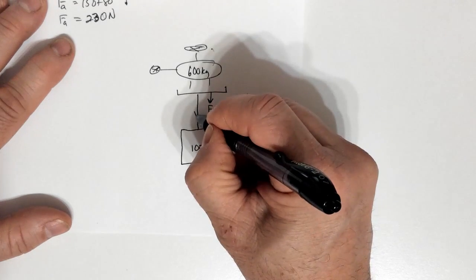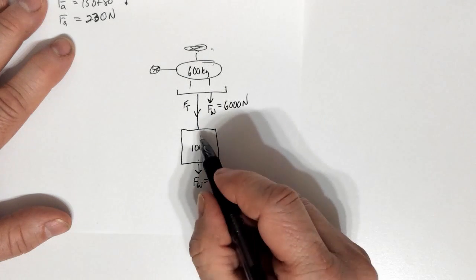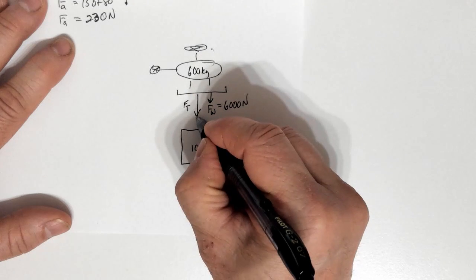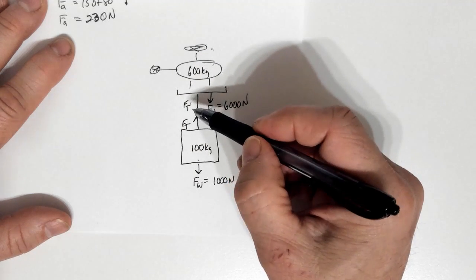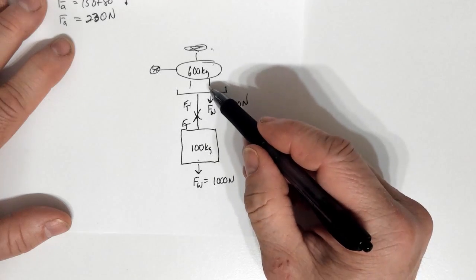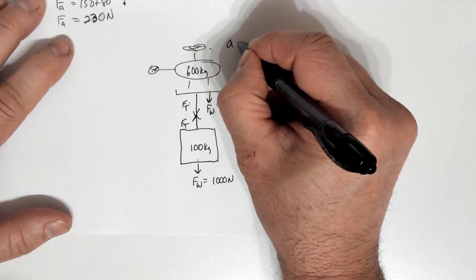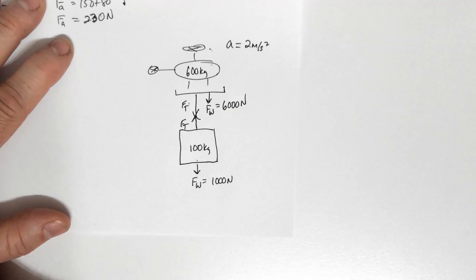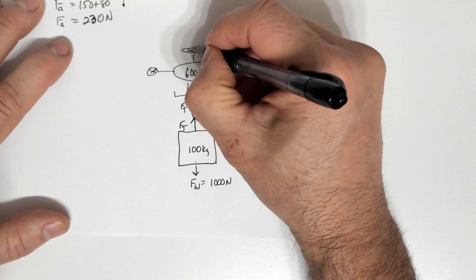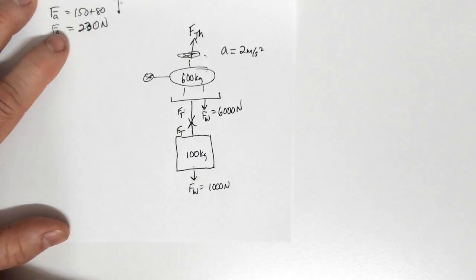There's a tension from the box pulling on the helicopter, but then the helicopter's pulling up, force of tension upward, but they're the same value. Okay, and then let's say that our helicopter is moving up, at a rate of 2 meters per second squared. So there must be a force of thrust upward.